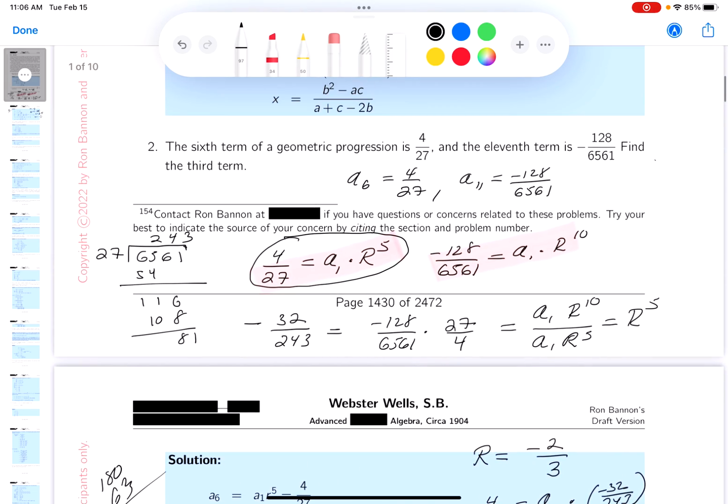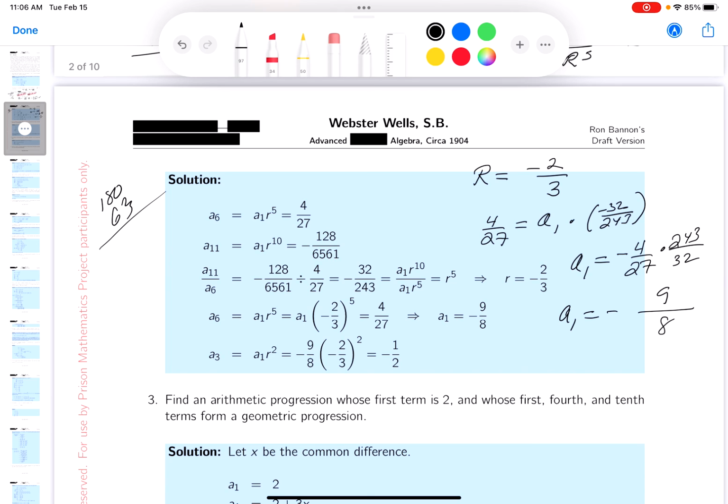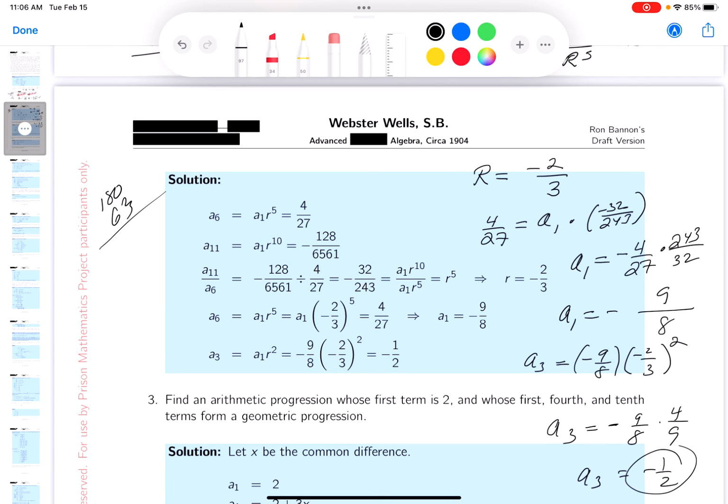So then the question is, what was their question? Let's go back and read it. They want the third term. Well, that's pretty easy. So A3 would equal A1, which is minus 9/8, times R. What's R? Minus 2/3. That would be squared, right? Wow, let's do it. A3. And what are you going to get? Well, you definitely get a negative number. You get 9/8 times 4/9. So A3 will be minus 1/2. We did a good job. Thank you.